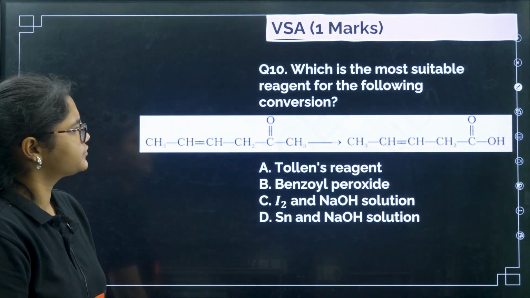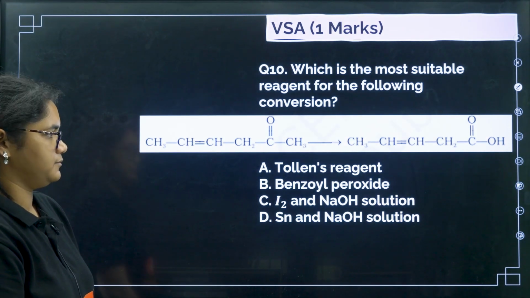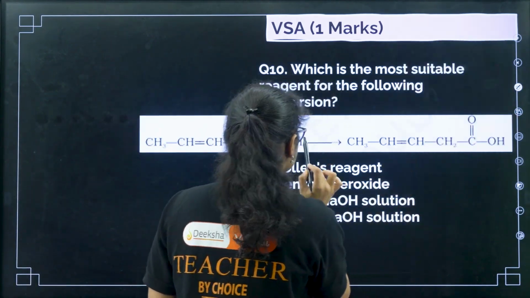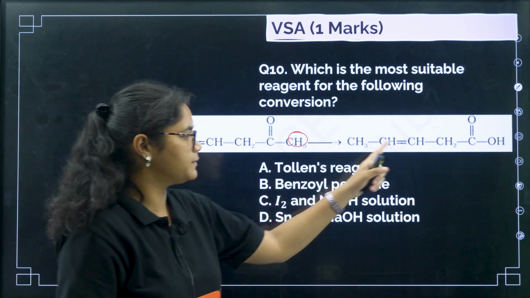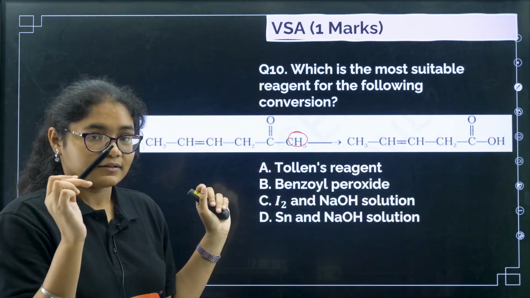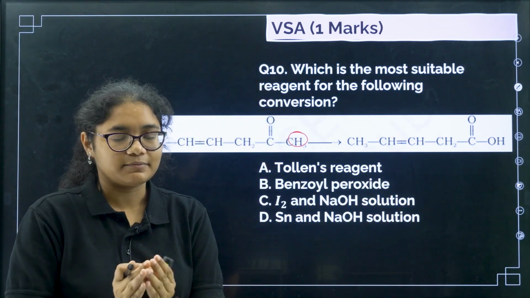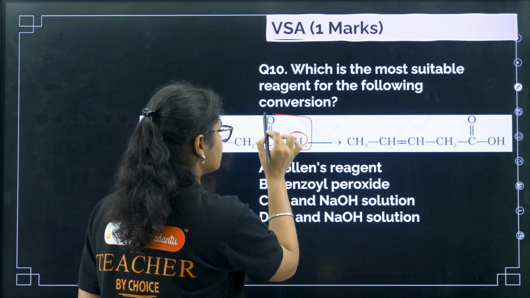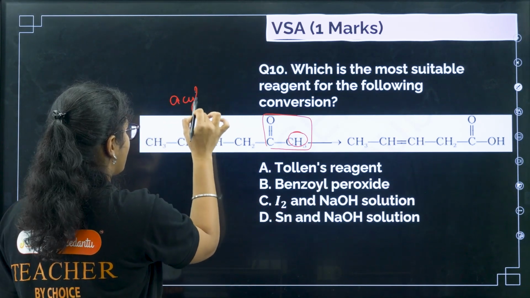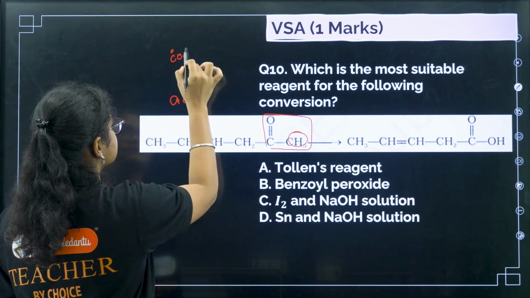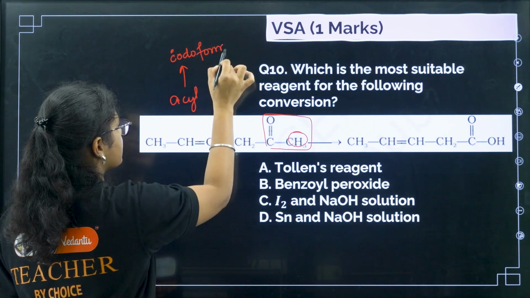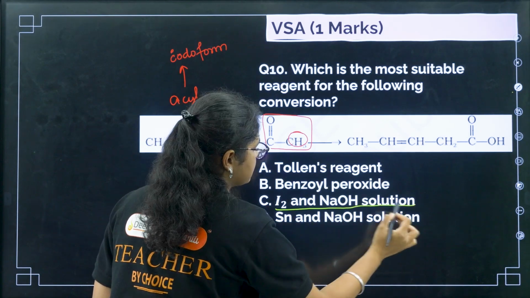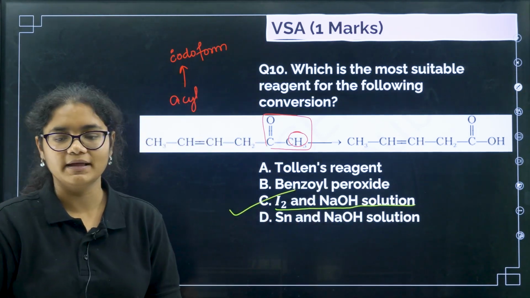Next, which is the most suitable reagent for the following conversion? So what is the conversion? You see here, this CH3 group is converted to OH, and this compound has one less carbon. So this happens, and you can see this group is an acyl group, and this acyl group shows the iodoform reaction. So the correct answer for this question, I think all of you would have guessed by now, is I2 in the presence of NaOH, that is option C.